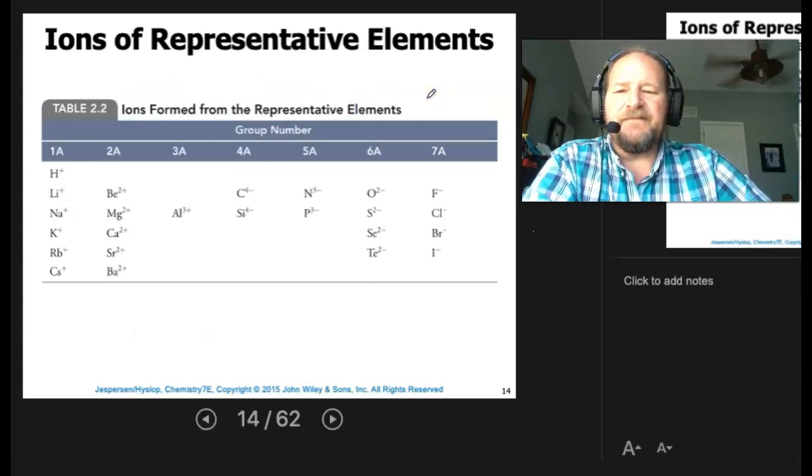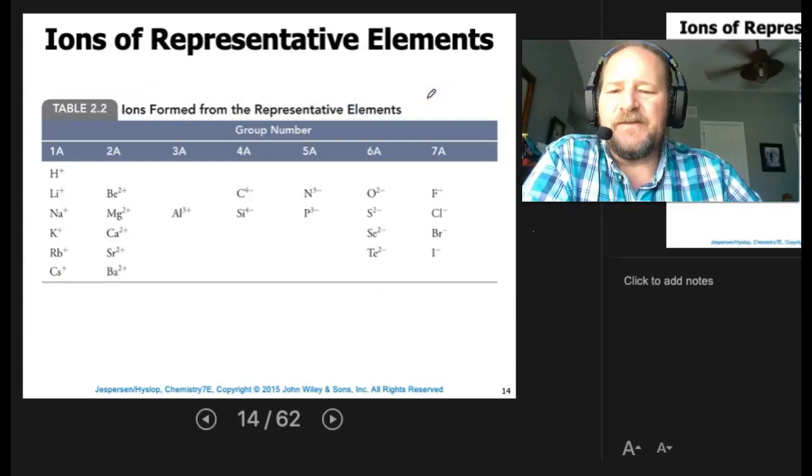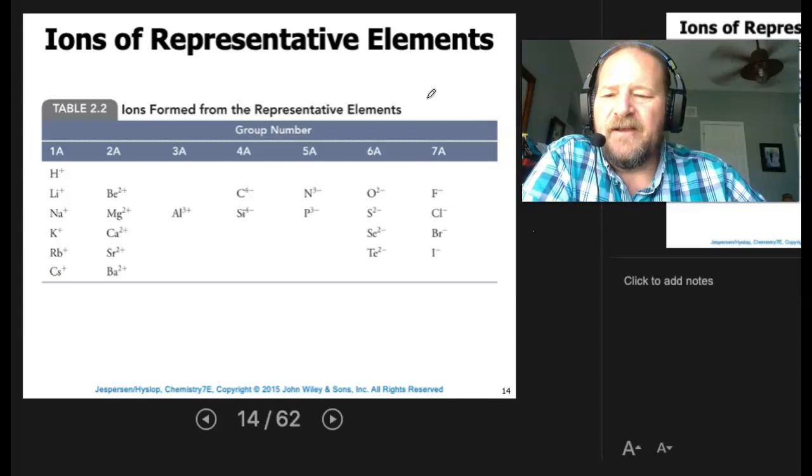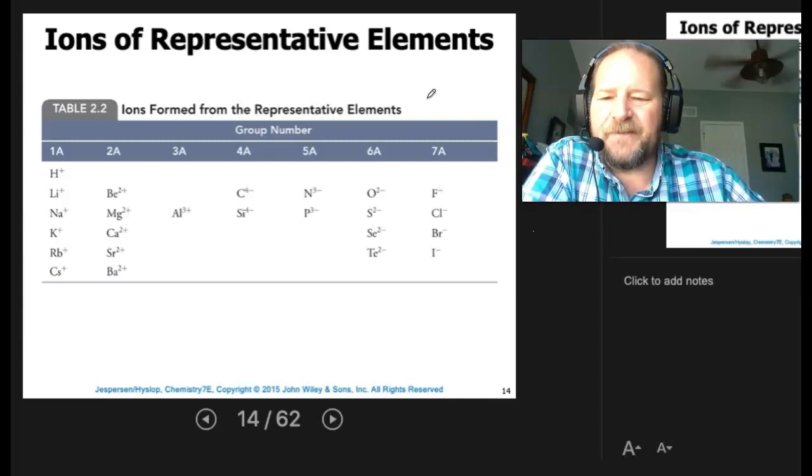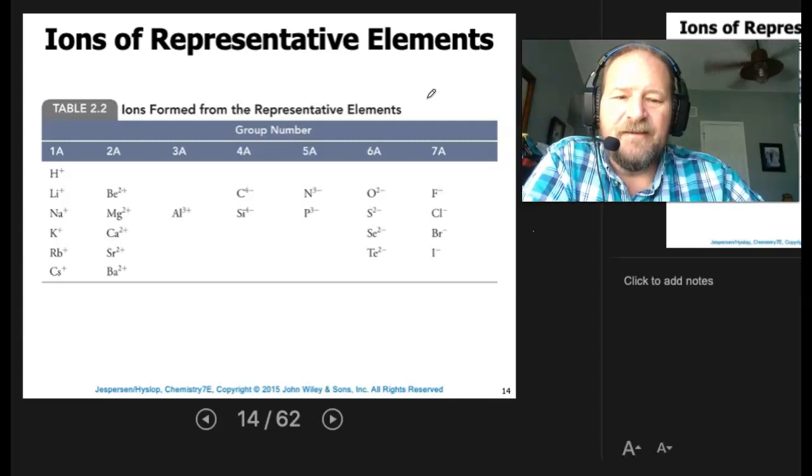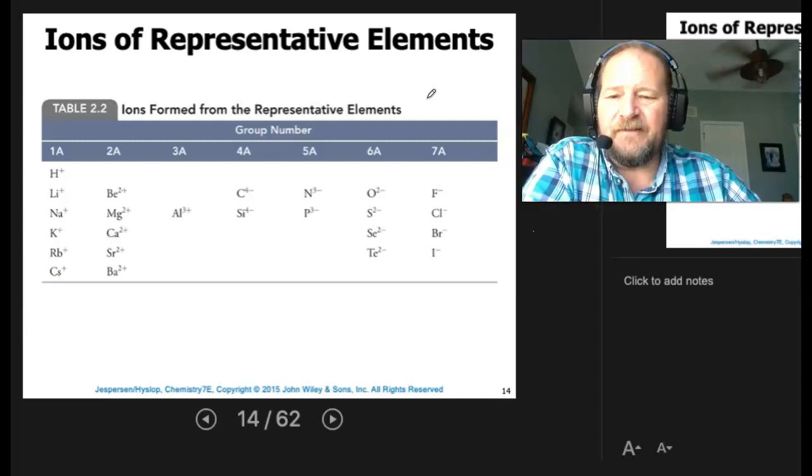Now your ions for your representative elements. Here we have it broken down like the periodic table, 1A through 7A, and you can see that all of group 1A is going to be a +1, and all of group 2A is going to be a +2. Aluminum is the only one in group 3A that's a guaranteed +3. It's the only one guaranteed. Gallium does have a +3, but it's got other options. Okay, and we'll talk about that a little later.